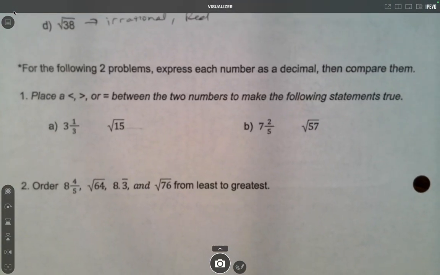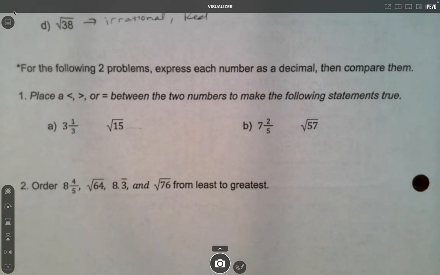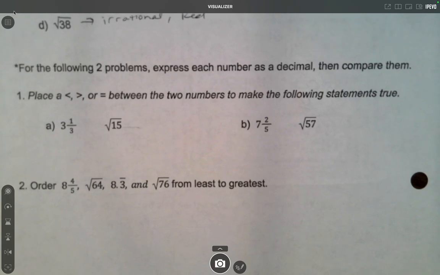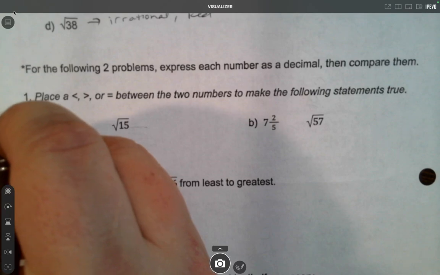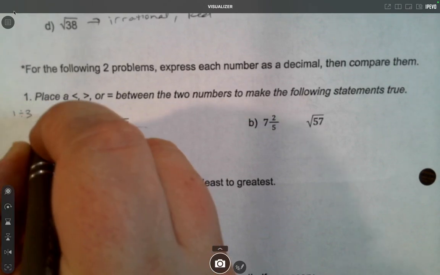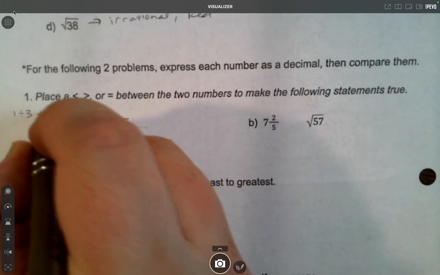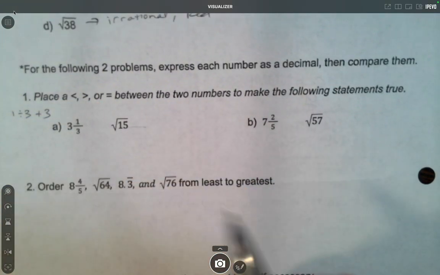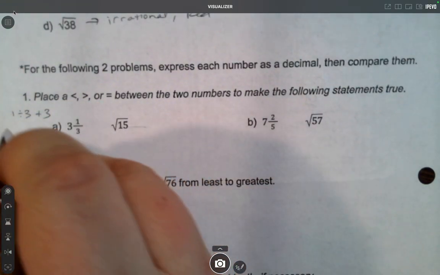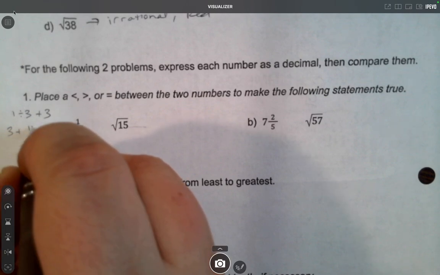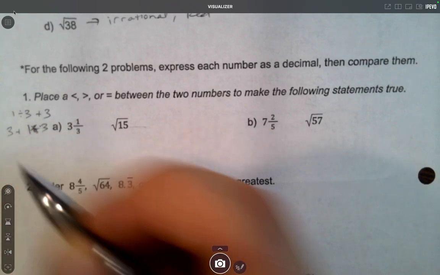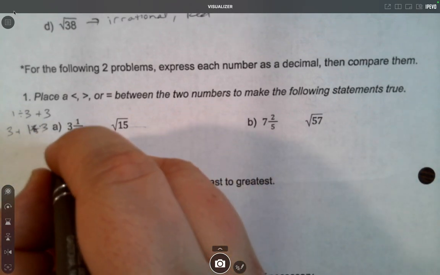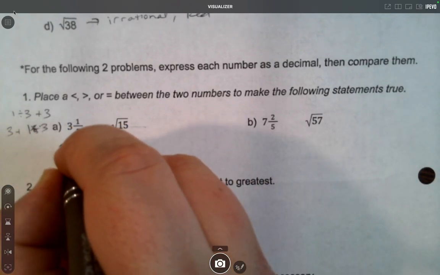Okay, so for the following two problems, express each number as a decimal, then compare them. So you can use your calculator to do this. So in your calculator for 3 1/3, you could do 1 divided by 3, hit enter, then do plus 3. You might be able to do it all at one time because it'll follow the order of operations, I think. You could also do it 3 plus 1 divided by 3. If you do it all in one line, it should follow the order of operations. But this will be 3.3 repeating.